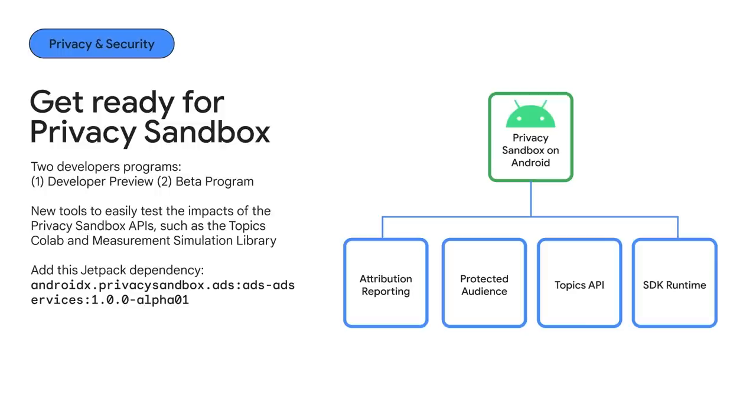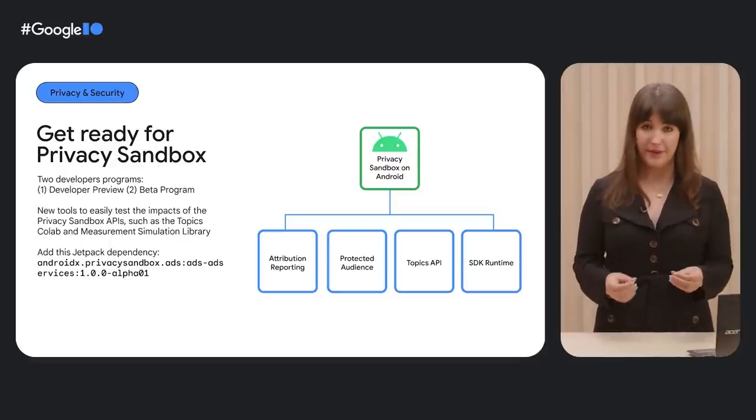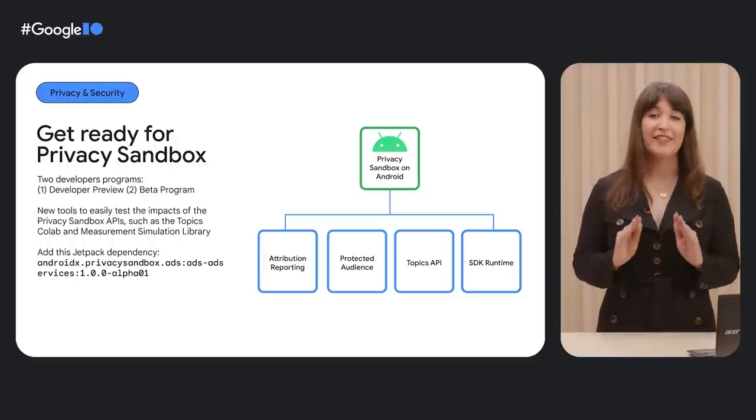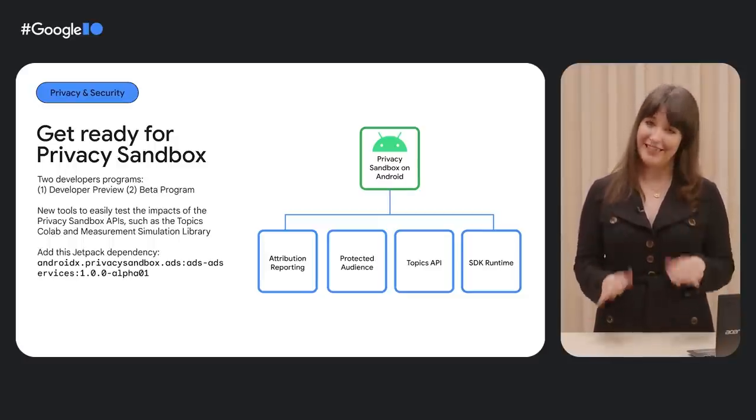Privacy Sandbox for Android has been focused on increasing the privacy standards for users on mobile devices while maintaining advertising quality, which can continue to support a thriving ecosystem of ad-supported apps. There are two programs that you can use to get started: the developer preview for the latest features, or the beta program for a more stable experience. We have released new tools to help test the impact of the privacy sandbox without requiring a solution in production, and have added Jetpack support for beta releases, making the integration with the privacy sandbox easier.